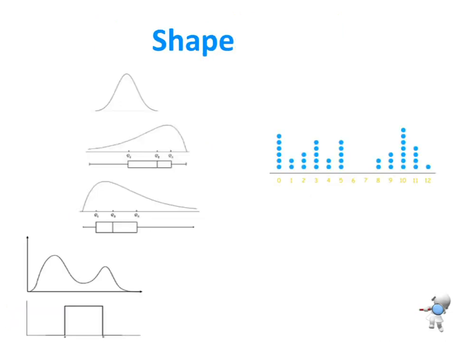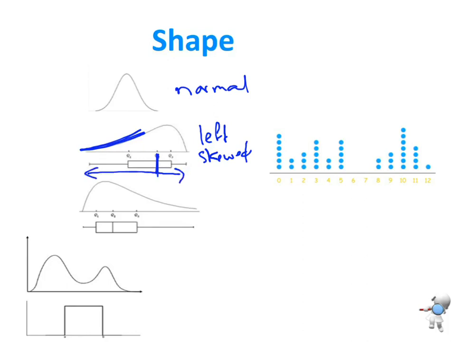Shape, we've got a number of different shapes that we need to know. So we've got our lovely hill-shaped one, which is what we call our normal distribution. We've got this one here where we've got a much longer tail on the left-hand side. So that makes it into a left-skewed distribution. Equally, if you've got a box and whisker, you can look at where the median is and look at the distance from the tails on either side, and you can see that the one on the left is much longer, so the data is more spread out.